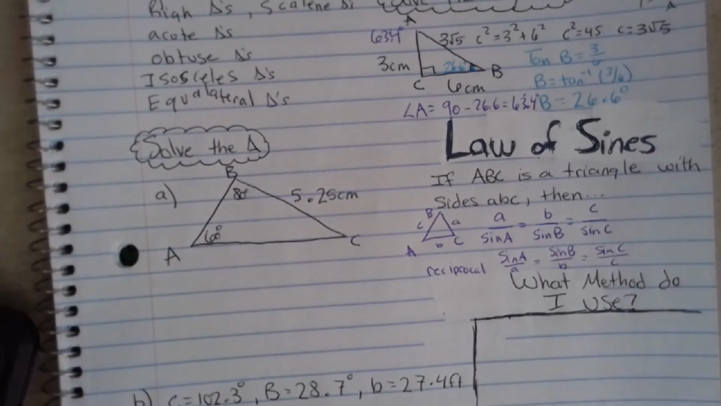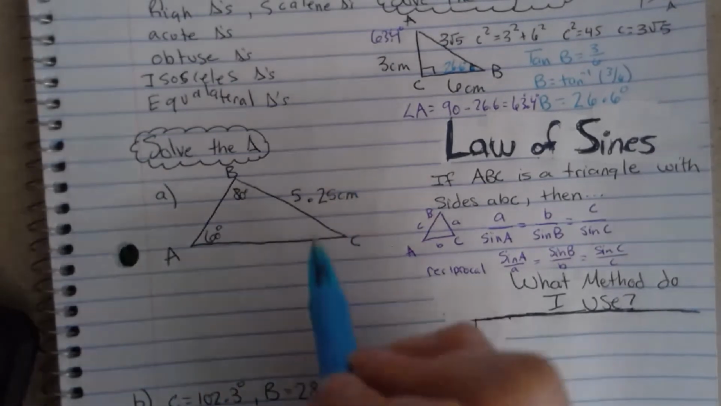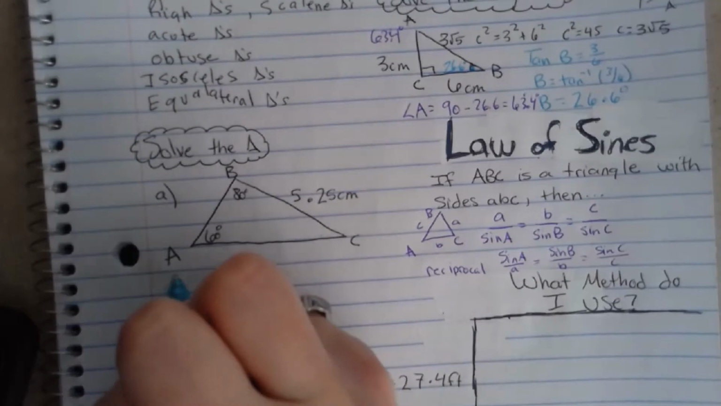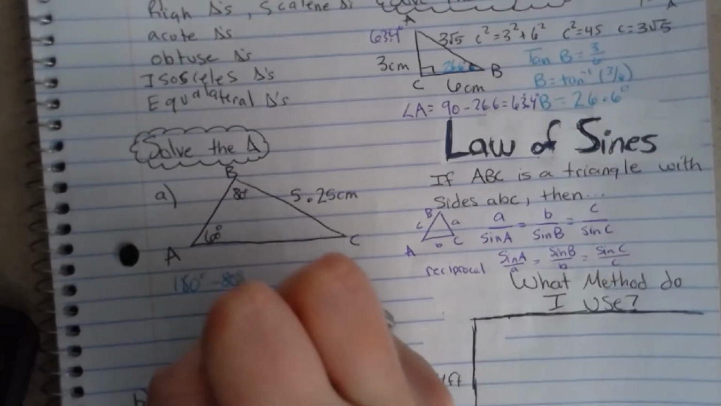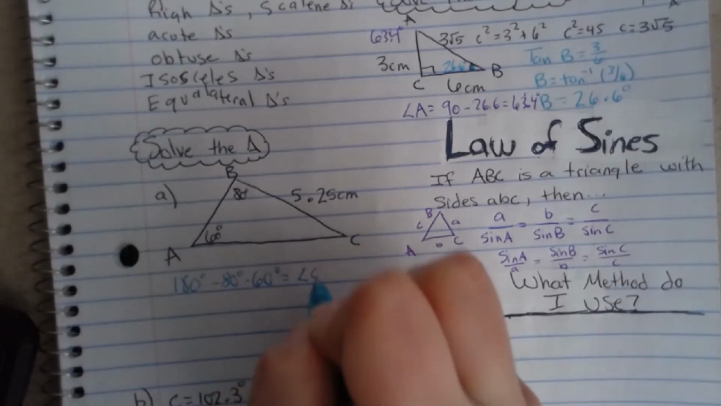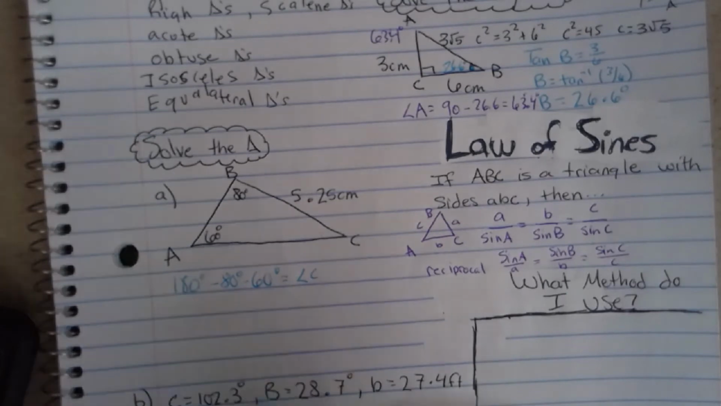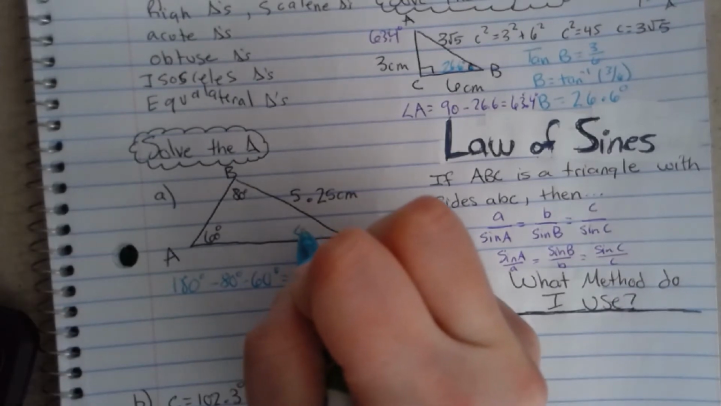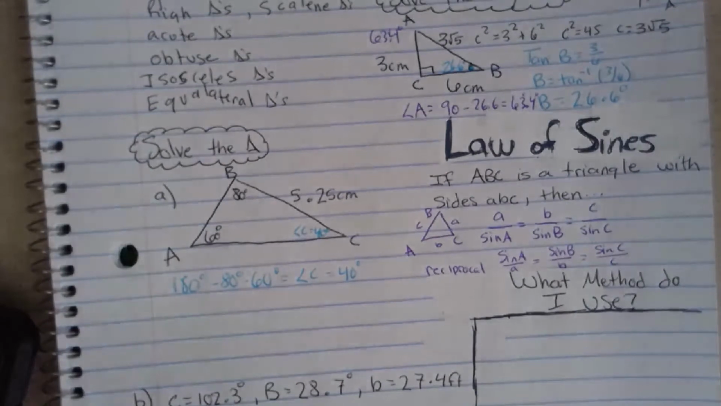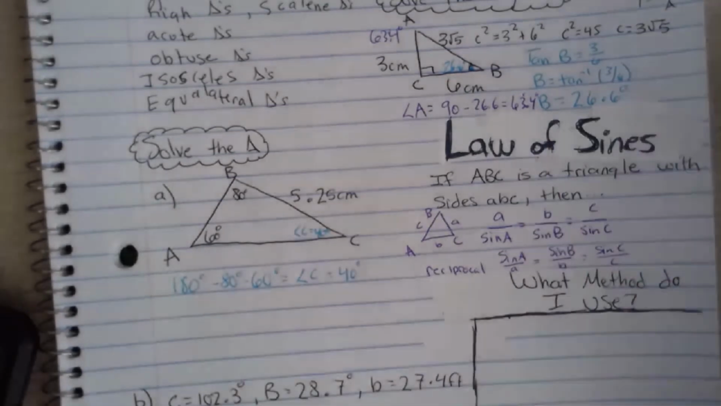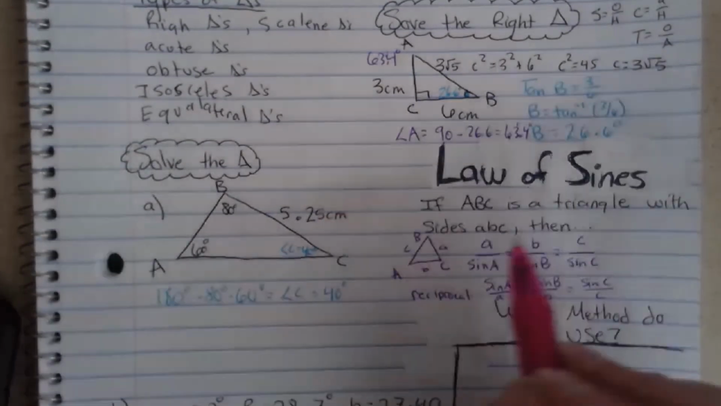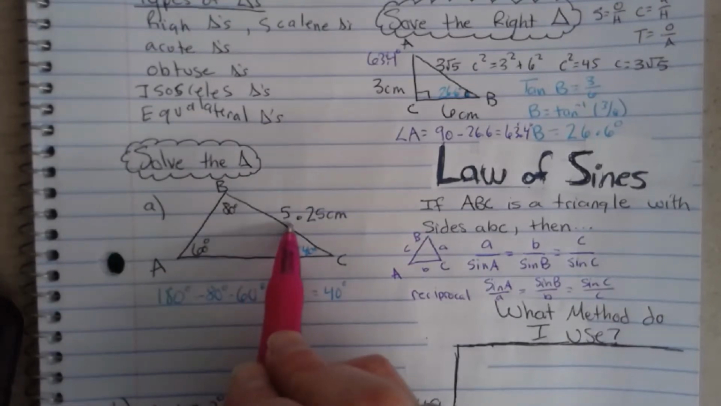Looking at letter A here, to solve the triangle, the first thing I'm going to do is find the missing angle, because I know all angles in a triangle add up to 180. So I'm going to do 180 degrees minus 80 degrees minus 60 degrees. That's 100 minus 60, so angle C equals 40 degrees. Now with our side lengths, I can't use the Pythagorean theorem, and I can't use sine, cosine, tangent like we did with the right triangle because we don't have a right angle. So we're going to use our ratio. We have angle A and side length a.